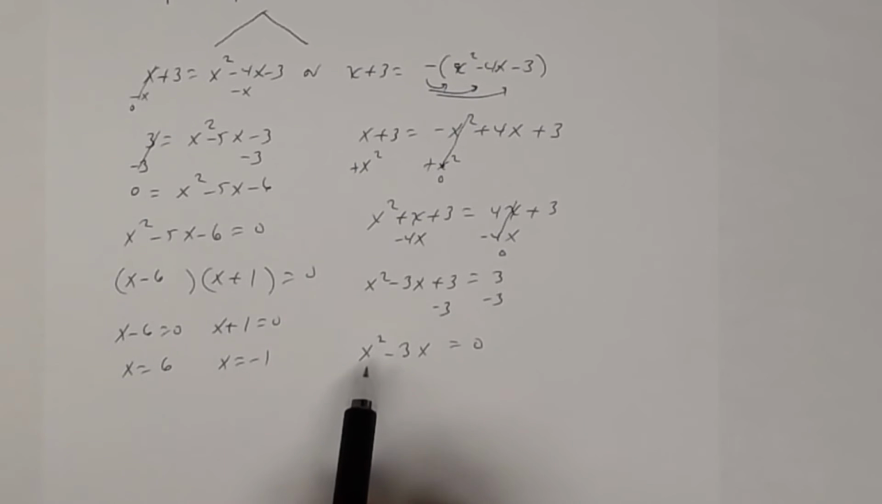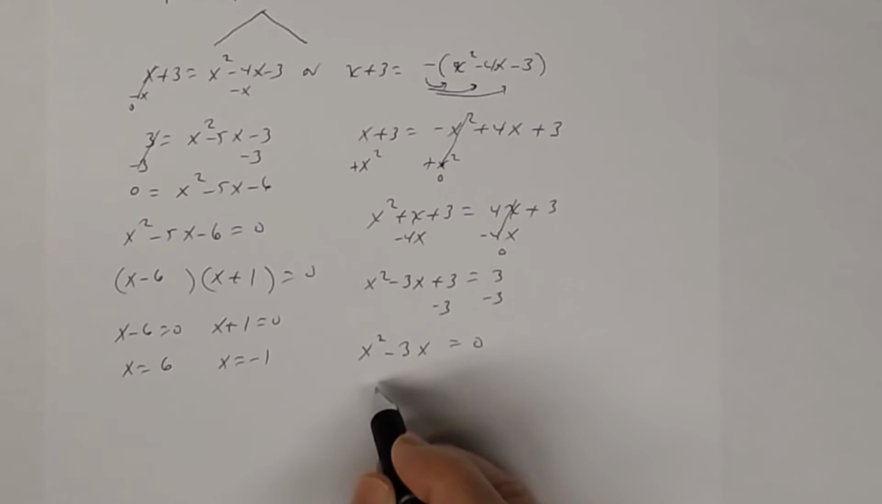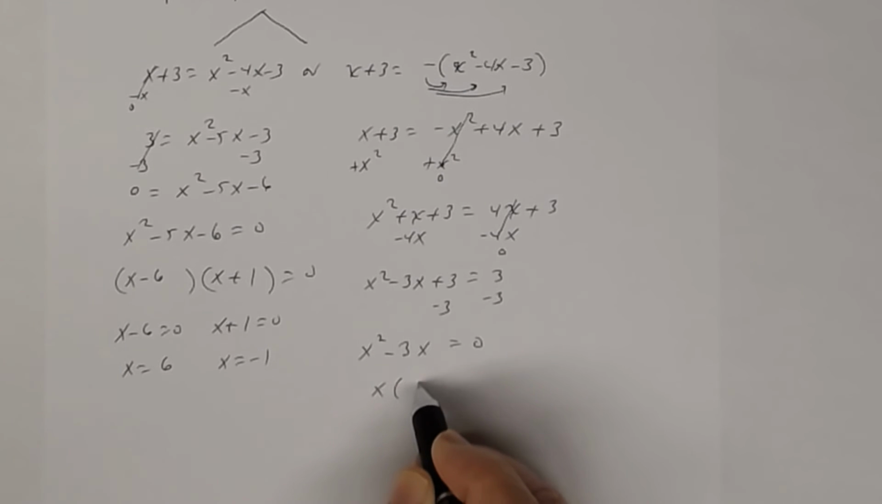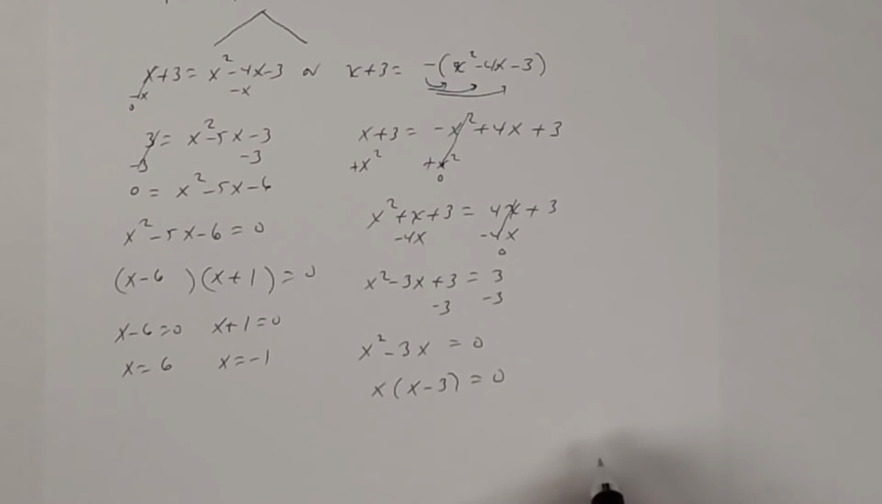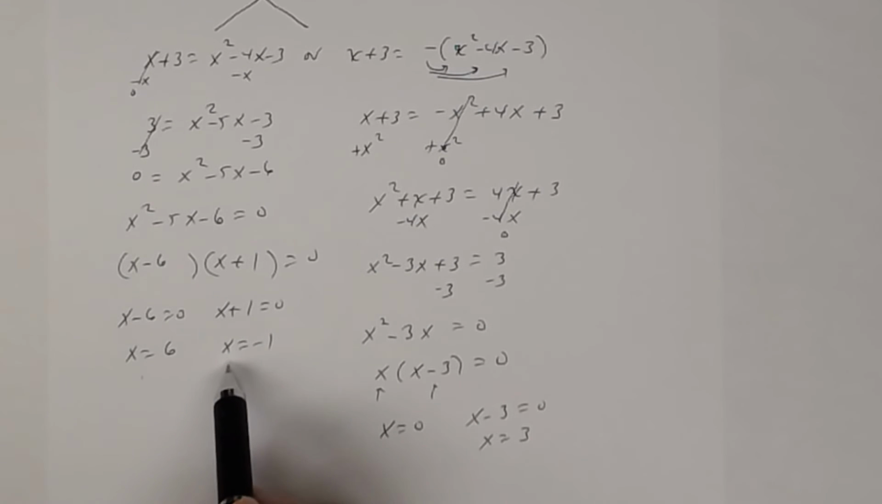All right? Now, when solving this equation, notice you have to remember, you have to look for a GCF as well. So the GCF here is x. I'm going to factor out an x, and I get x times x minus 3 equals 0. And then setting each of these factors equal to 0, I get x to be 0, x minus 3 equals 0, so x is 3. So notice I have 1, 2, 3, 4 proposed solutions. Now the question you got to ask yourself is, do I need to check them?